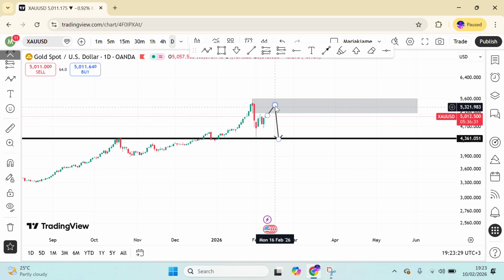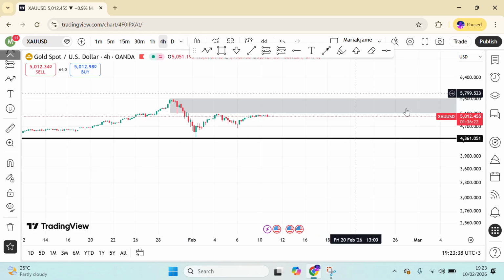So this is my projection and this is my analysis. After the market taps into this and we drop, we go lower again. So we go lower.